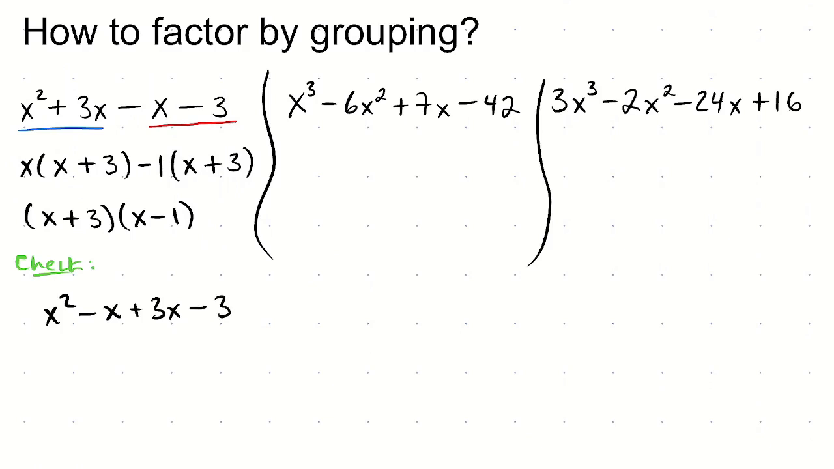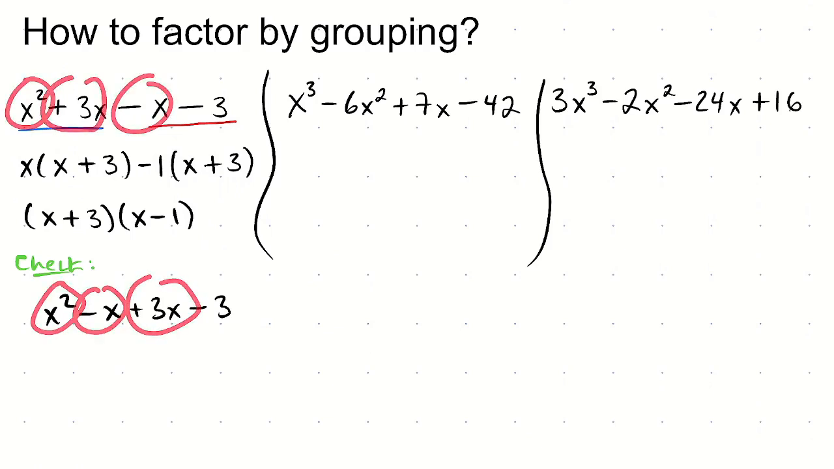So it looks like we have all of the terms that we started with. We have an x squared, we have a negative x, we have a positive 3x, and we also have a negative 3. So this is check.